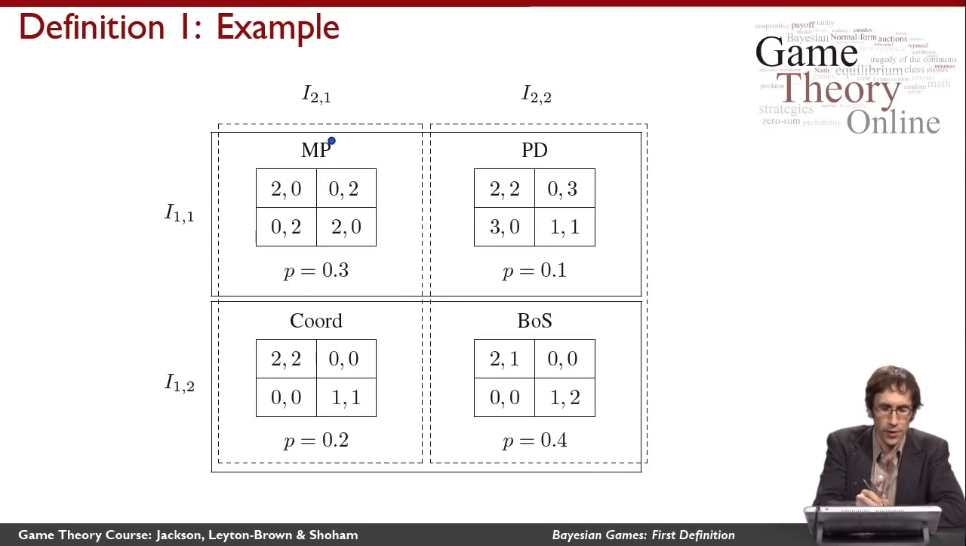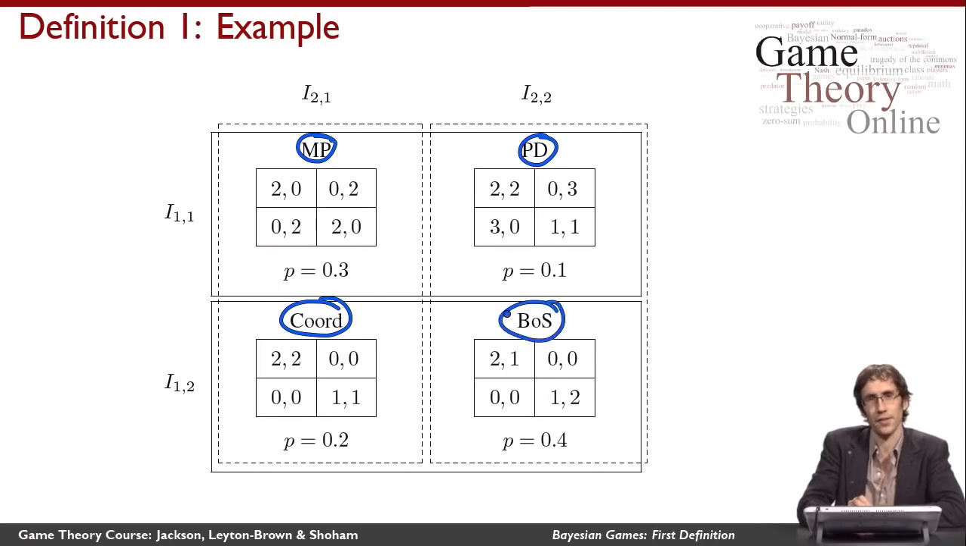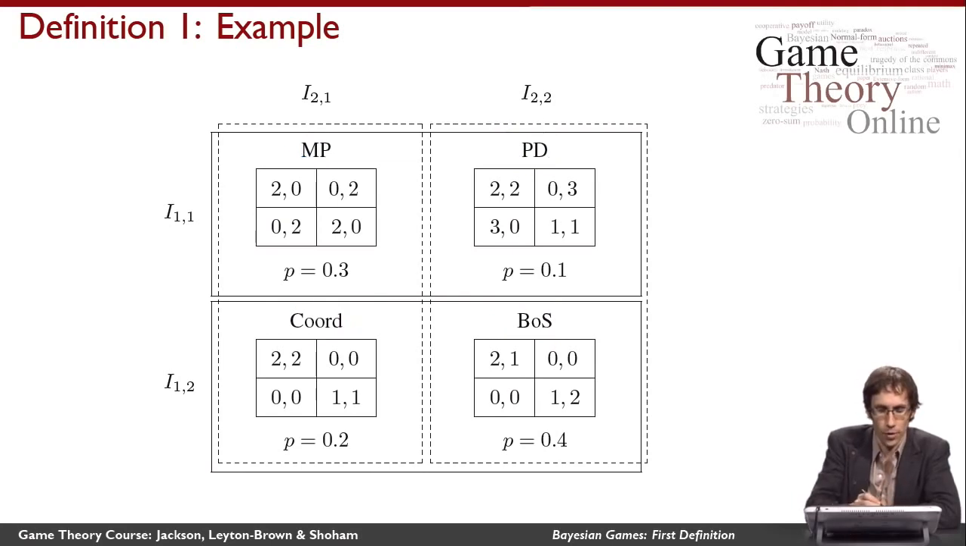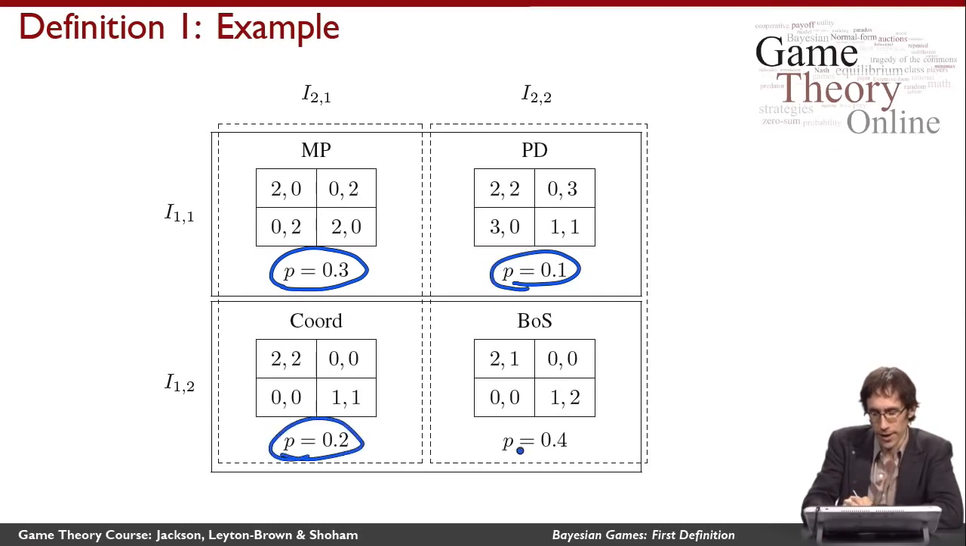So the first thing to notice is that there are 4 possible games that might be played: matching pennies, prisoner's dilemma, coordination, or battle of the sexes. Incidentally, prisoner's dilemma here is being played with different payoffs than you might have seen before, but that doesn't matter. It's strategically the same game. And we have a common prior over the games. So there's a 30% chance that the game that the players will in fact be playing is matching pennies. There's a 10% chance that they will be playing prisoner's dilemma, 20% chance of coordination, and a 40% chance of battle of the sexes.